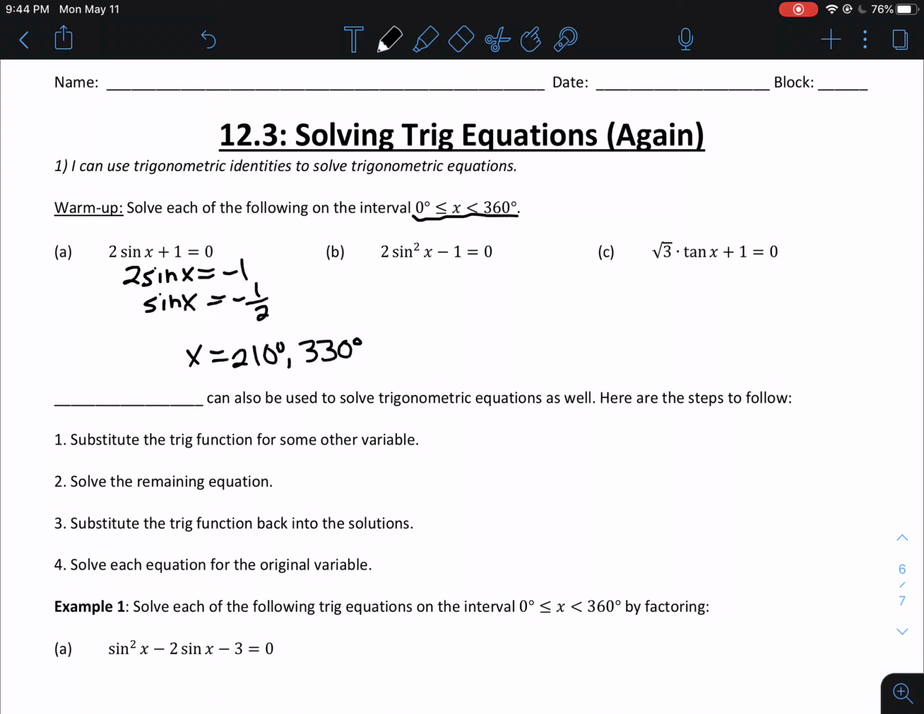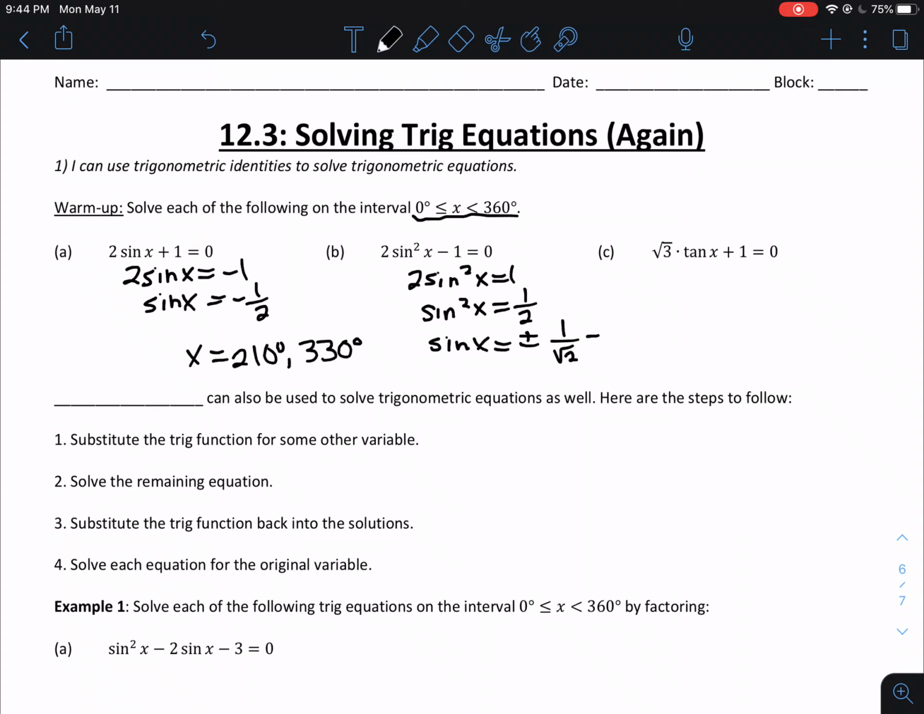Okay, so let's take a look at B. We've got 2 sine squared x minus 1 is equal to 0. So solving this one, start by adding the 1 over, then divide by 2. And then we need to, instead of squaring each side, take the square root of each side. So that would be sine of x is equal to plus or minus the square root of 1 is just 1 over the square root of 2.